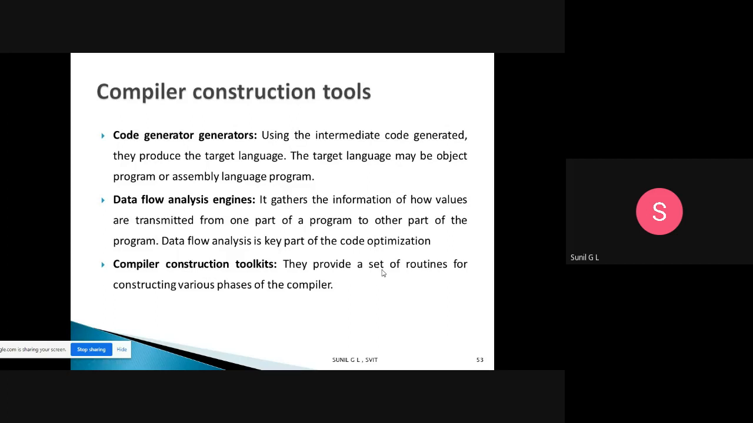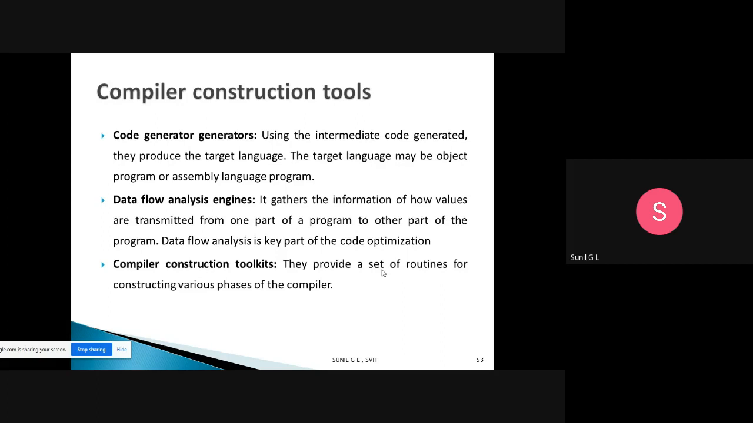These are all the additional tools they provide, each tool having a specific function. Take the compiler construction tool: it provides a set of routines for constructing various phases of a compiler. We have 6 or 7 phases, and to construct all of them, the compiler construction toolkits will provide support.